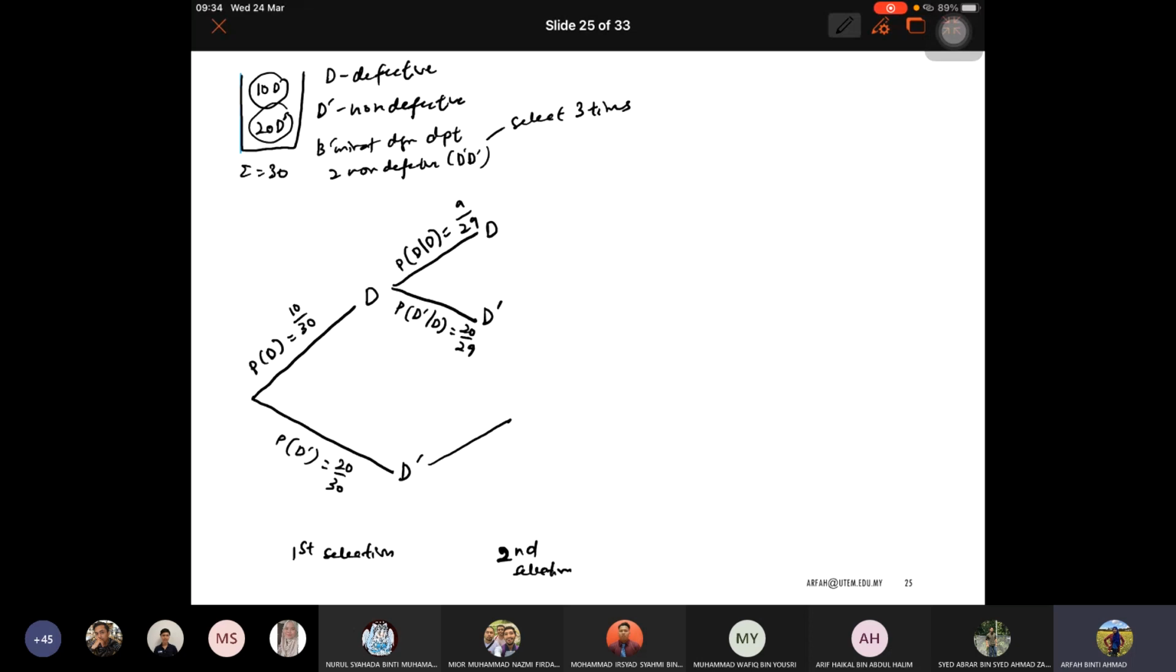And second branches ni, kalau awak nak keluarkan kali kedua, given that kali pertama dapat non-defektif. So it will become defektif or non-defektif as well, the possibilities. So yang ini adalah kebarangkalian dapat defektif given that kali pertama dapat non-defektif. So berapa this one? 20/29. Betul, 20/29. And this one, kebarangkalian D prime given that kali pertama pun dapat D prime. Ni berapa?